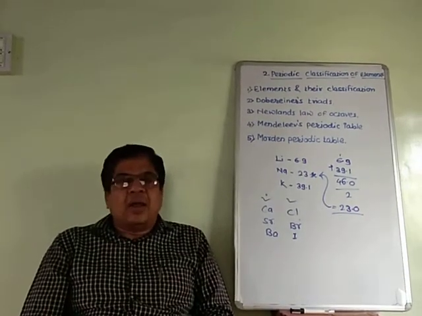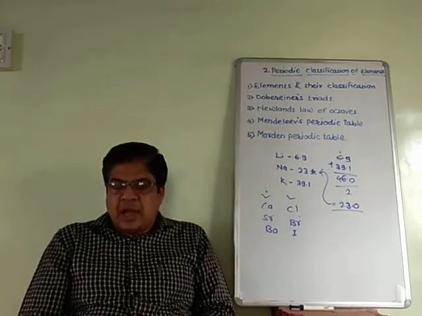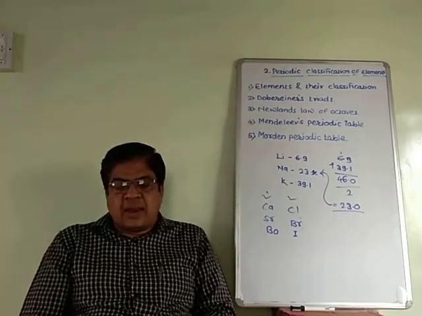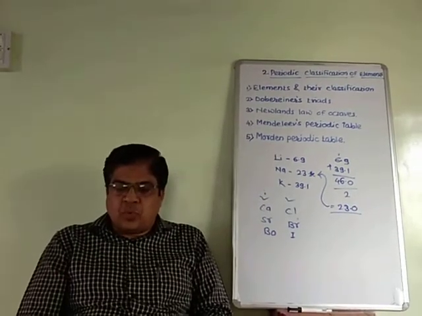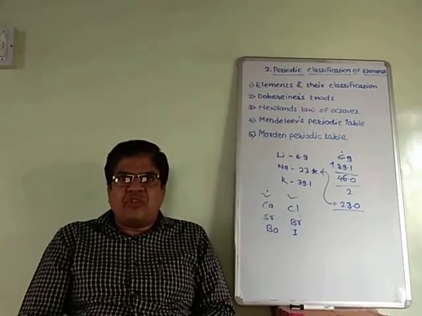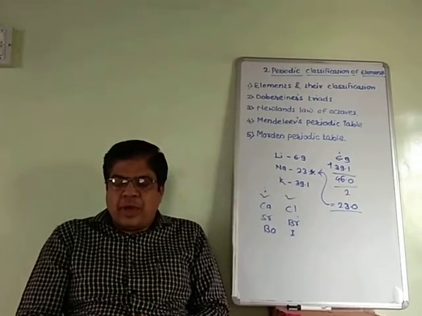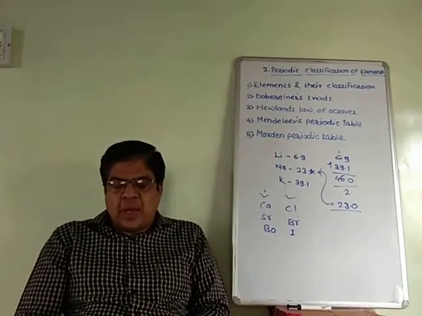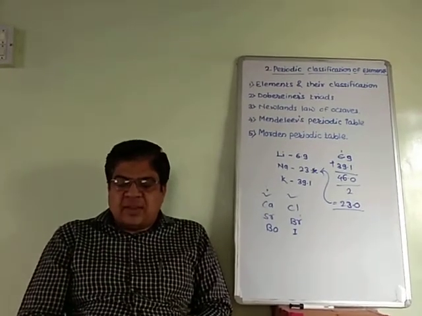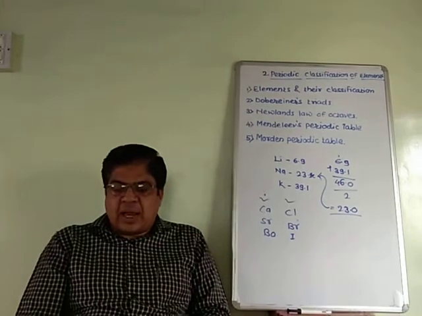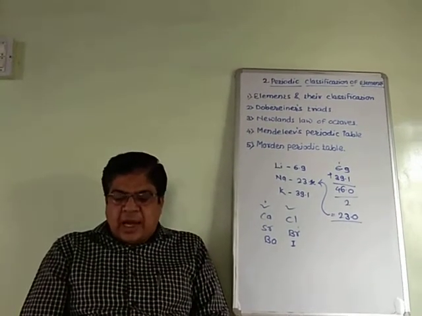Reaction of alkaline earth metals with water. The general chemical reaction is M plus 2H2O gives M(OH)2 plus H2. While going down the second group, barium, magnesium, calcium, a gradation in this chemical property of alkaline earth metals is observed.